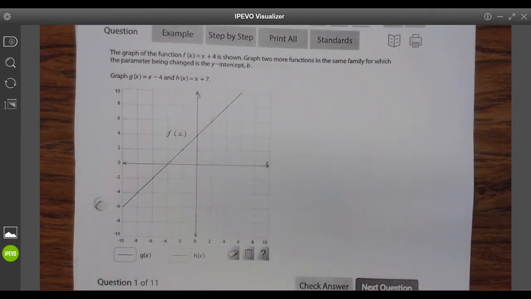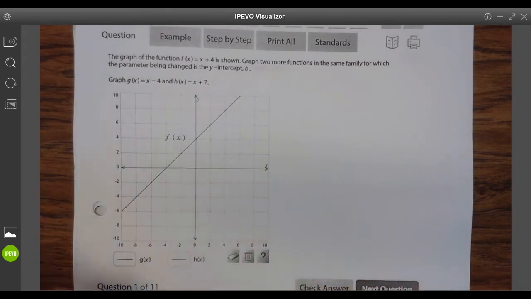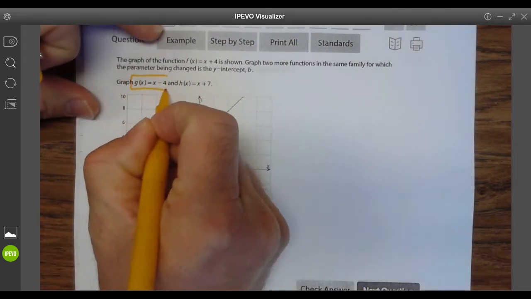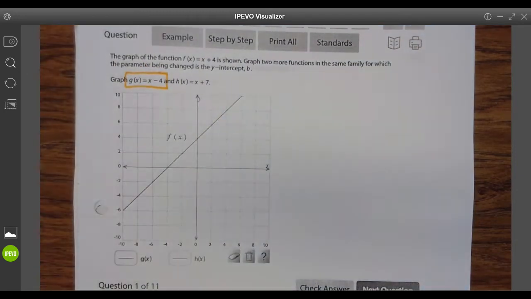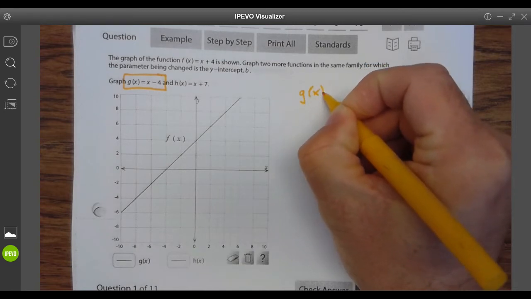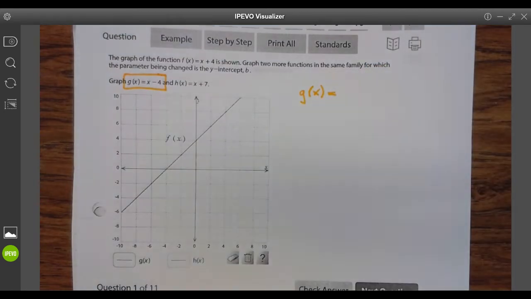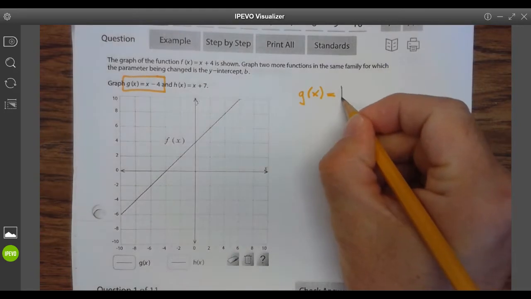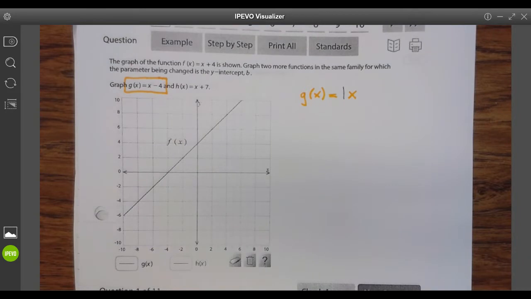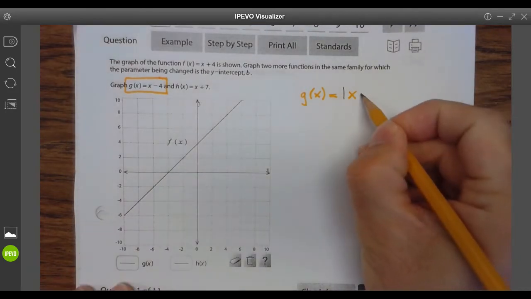Example 1. The graph of function f of x equals x plus 4 is shown. Graph two more functions in the same family for which the parameter being changed is the y-intercept b. All right, so let's graph g of x equals x minus 4. So we have g of x equals, now the number in front of x is 1, so that's 1x minus 4.